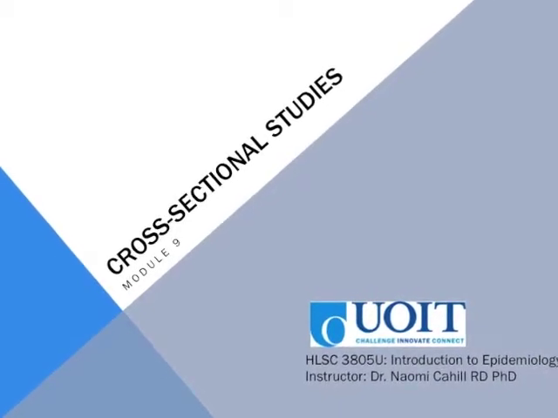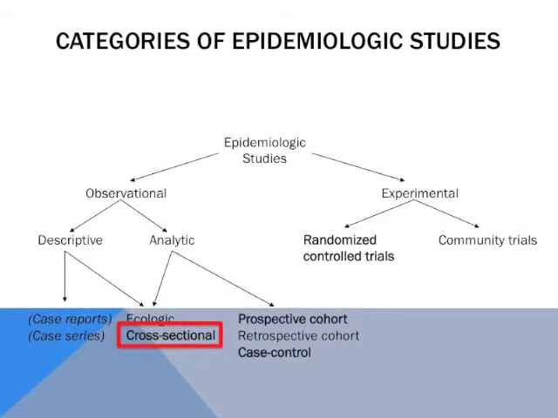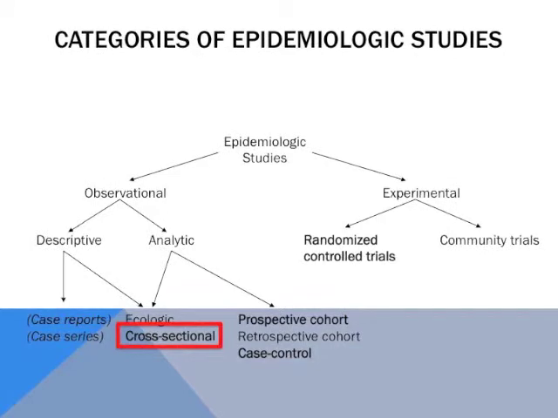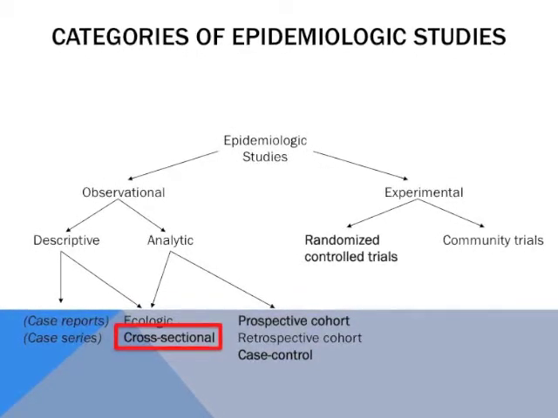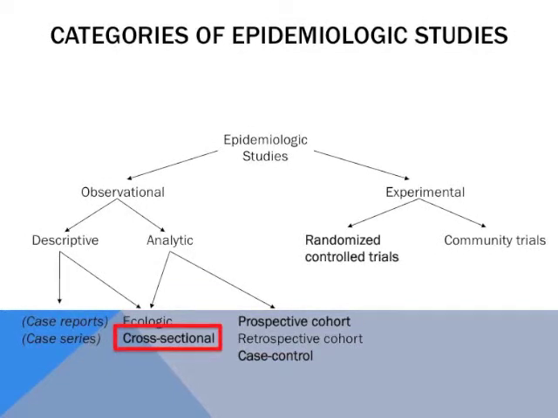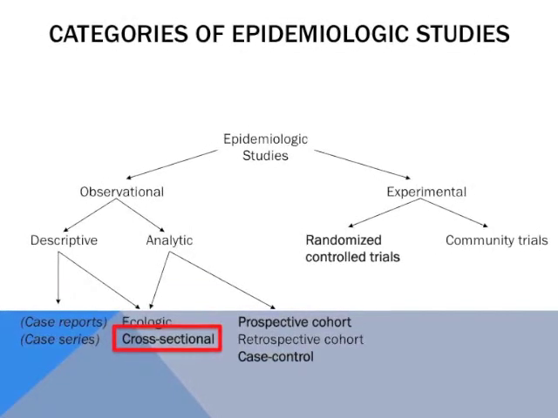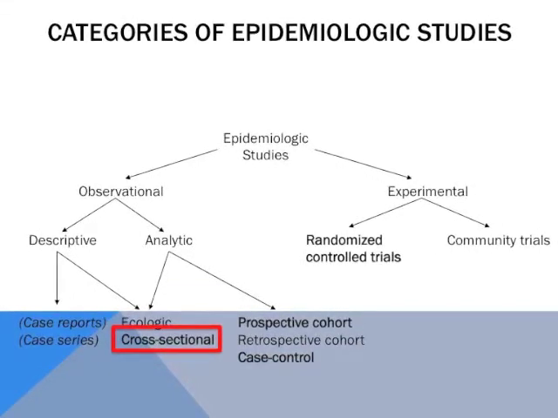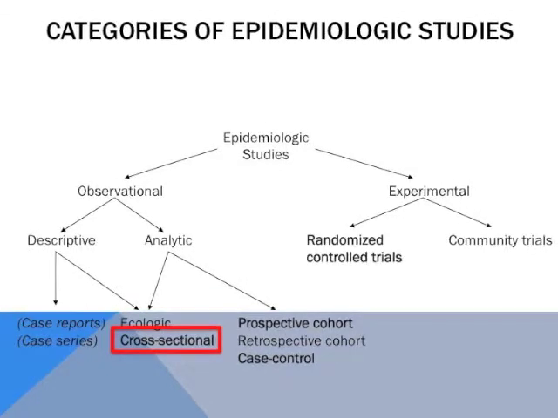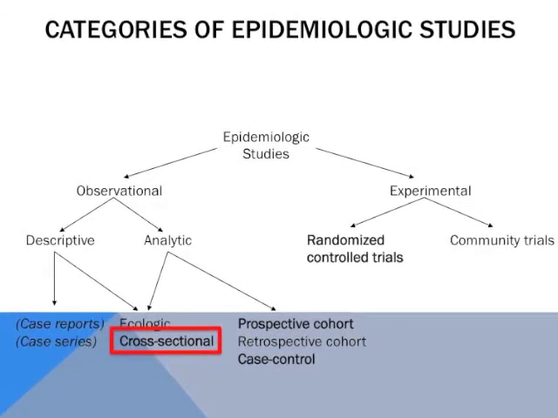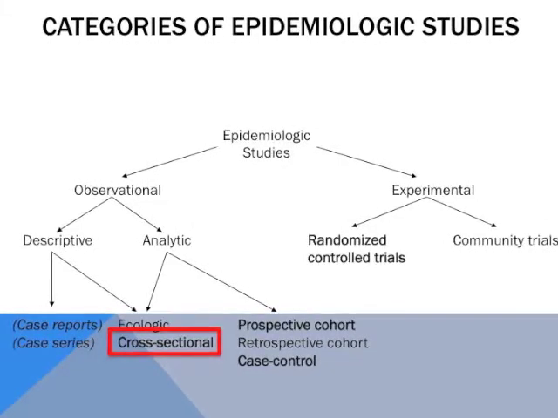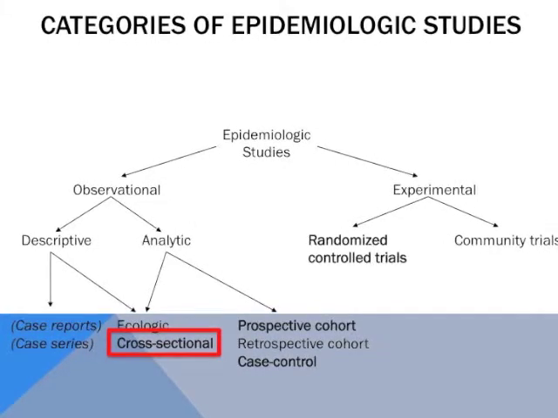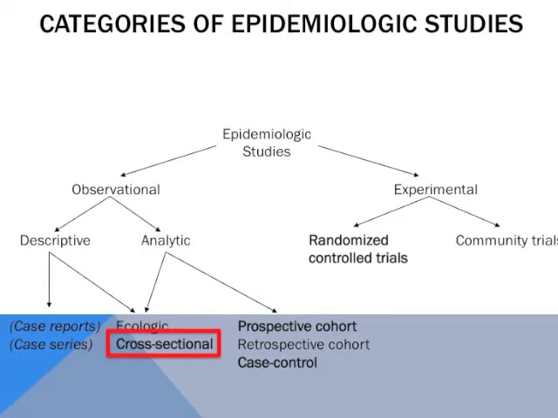Module 9: Cross-sectional Studies. As demonstrated in the schema of categories of study designs, a cross-sectional study is an observational epidemiologic study that can either be descriptive, that is exploratory or hypothesis generating, or analytic, that is when a predetermined hypothesis is being tested. Often, cross-sectional studies capture both descriptive and analytic components.